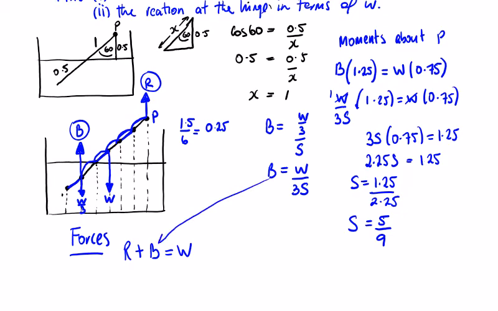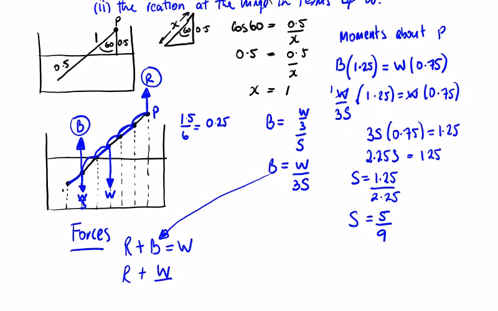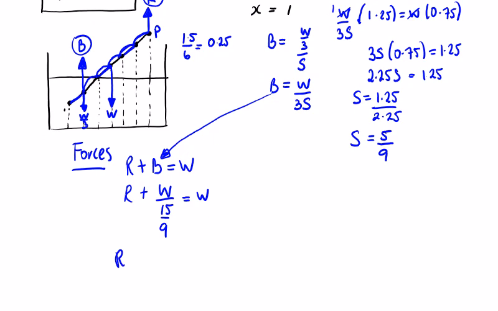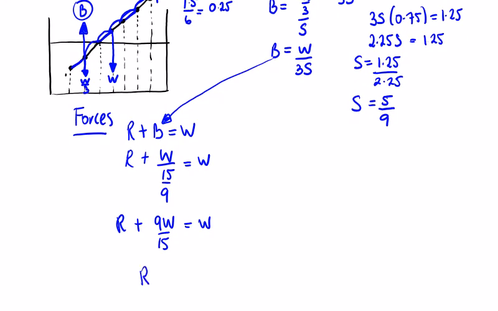So we have our buoyancy. So R in terms of W, R plus W over 3S. So W over 3 times 5 over 9 would be 15 over 9 equals W. So R plus 9W over 15 is equal to W. So if we bring the 9W over 15 across, we're going to get 15W over 15 minus 9W over 15, which is 6W over 15. And they have a common factor of 3. So 2W over 5 is the reaction at the hinge.